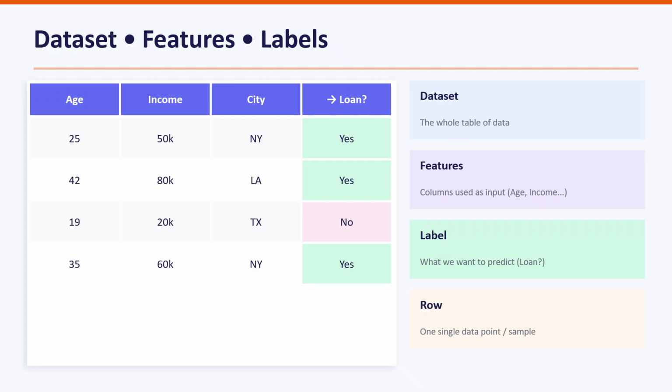The column we are trying to predict, in this case, loan approved, yes or no. That's called the label or target. And each individual row, one customer's data, that's called a data point or sample.